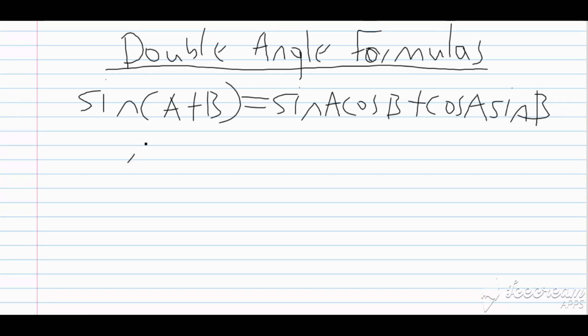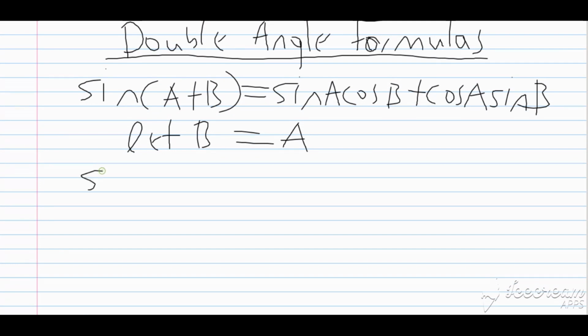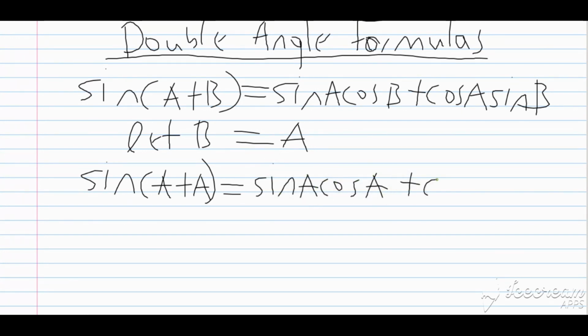We're going to say let B equal A, which simply means that I'm replacing my B with A. When I do that, I'm going to end up having sine of A plus A. I'm also going to replace this on the right hand side because I'm replacing all the B's by A's. So I'm going to have sine A cosine A plus cosine A sine A.